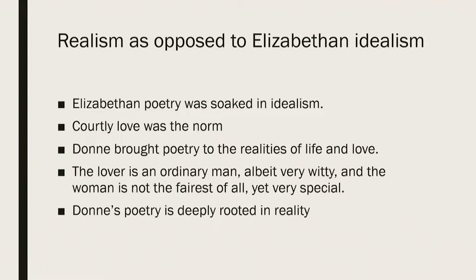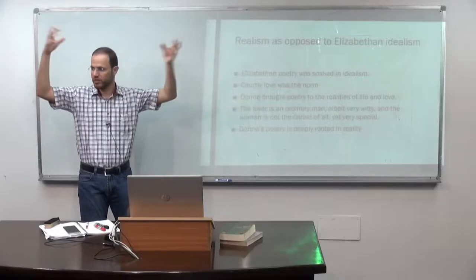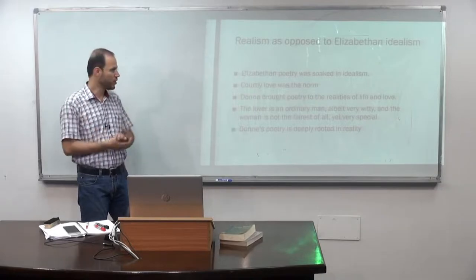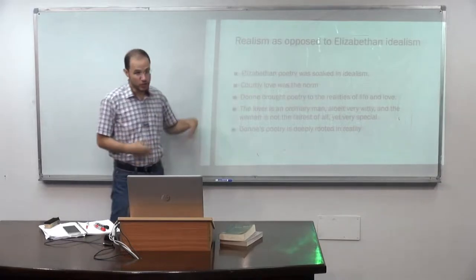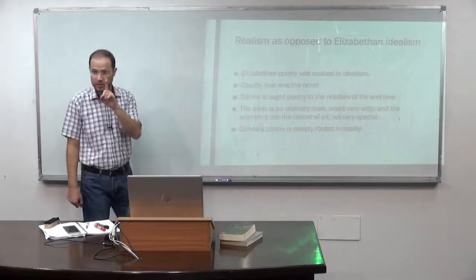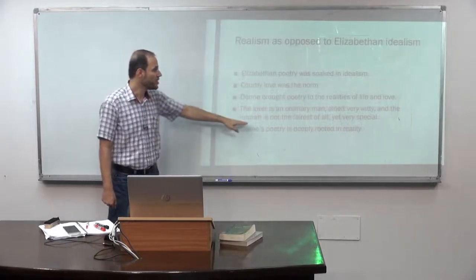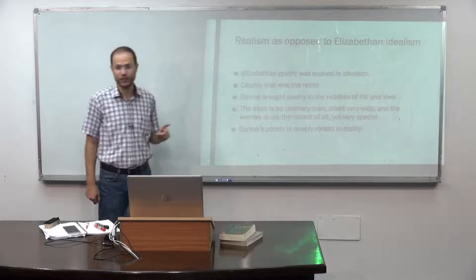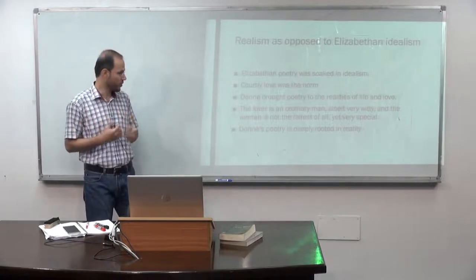So idealism, courtly love, was the main trend, you know? And now John Donne, and this is something I usually claim, brought poetry to the realities of life and love rather than to the idealism and utopia in the mind of the poet. The lover is usually an ordinary man, not special, albeit very witty, remember. And the woman is not the fairest of all, yet very special to him, to the poet.